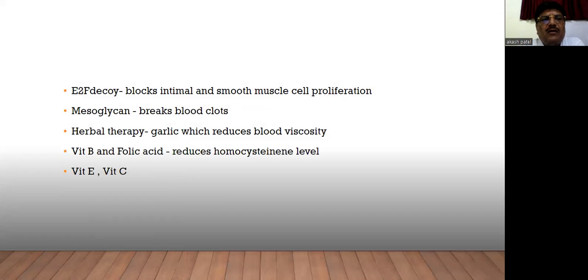Now, these are various therapies people have used, and they may be for longer term relief, but they have no exactly direct effect. But the folic acid we give to reduce the homocysteine level.